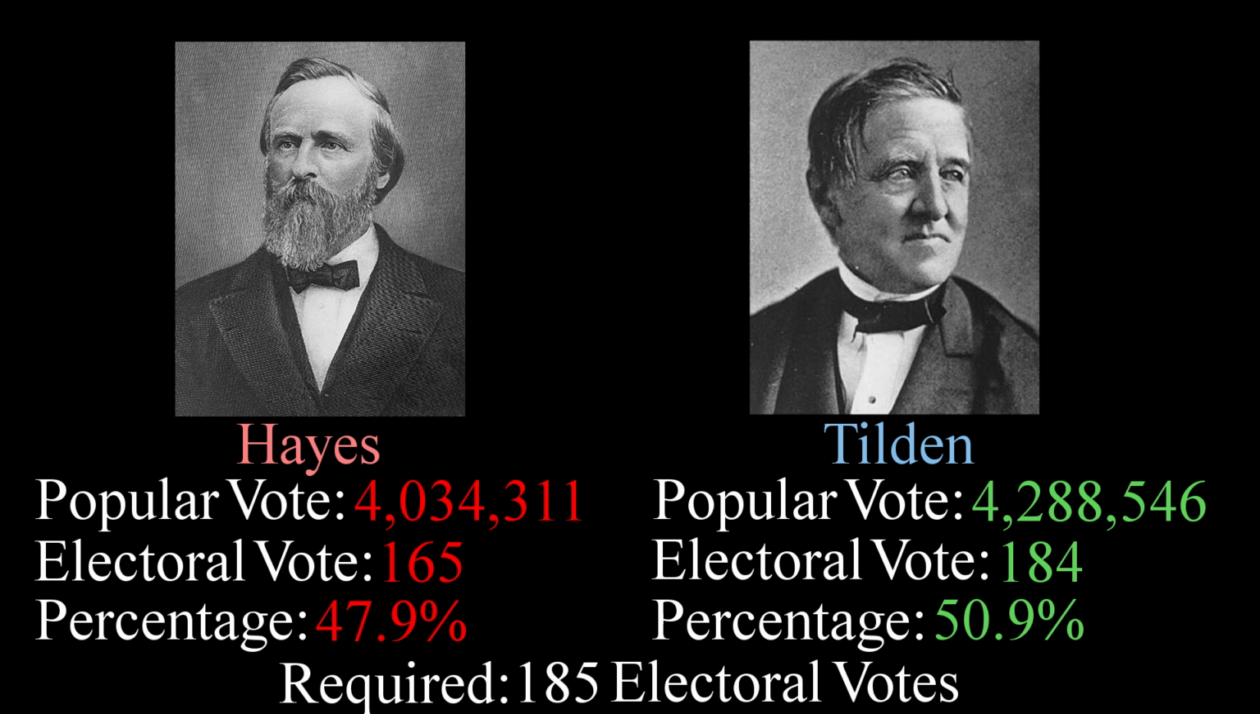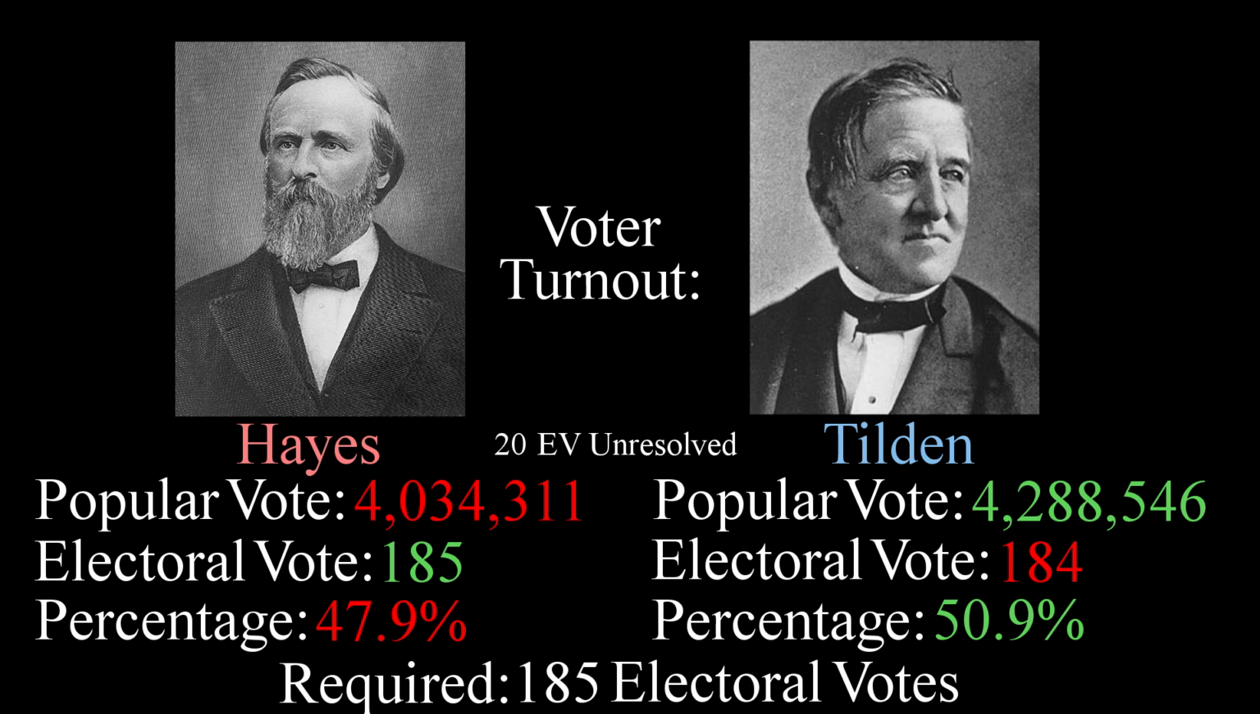But after this count, there were still 20 electoral votes unresolved. The 20 electoral votes ended up going to Hayes, giving him exactly 185 electoral votes to win the election. This election is the only election where a candidate won over 50% of the popular vote and still lost. Also, this election had the highest voter turnout rate in the presidential election in U.S. history, with 81.8% of the population participating to vote.